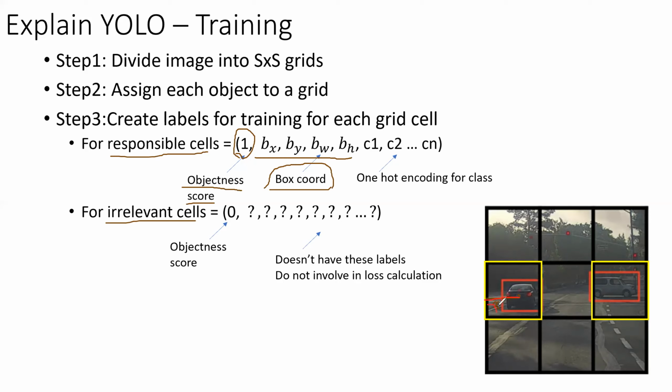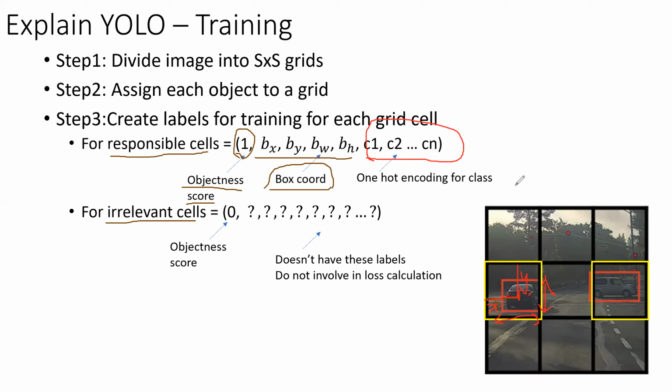The x coordinate for the center of this box, and the y coordinate. Bw and Bh are the width and height. So once we know the 4 numbers, we know the exact location as well as the shape of the ground truth box. Okay? The next n elements are the one-hot encoding for the class.